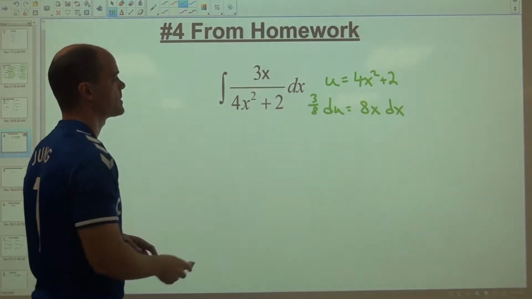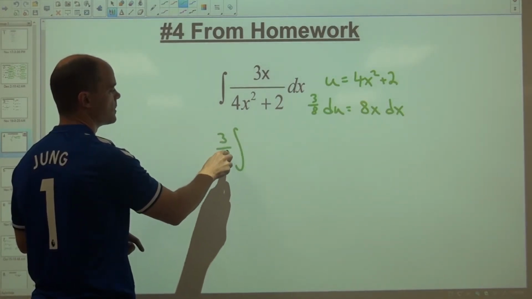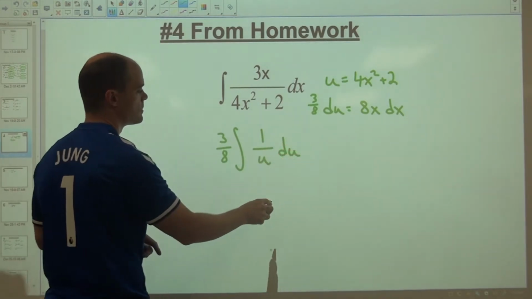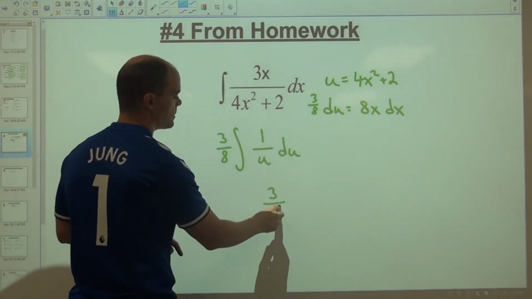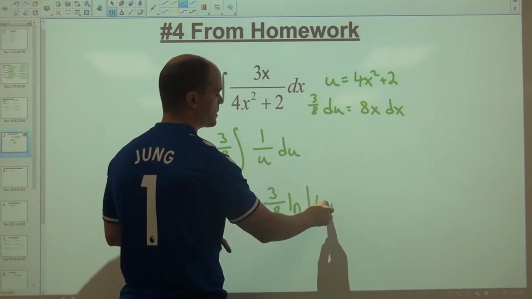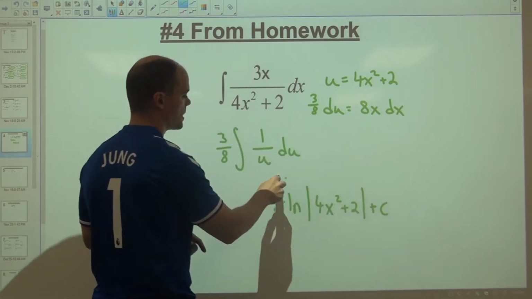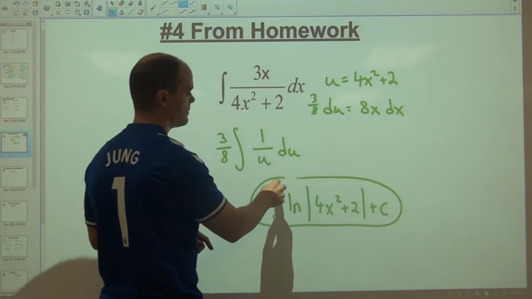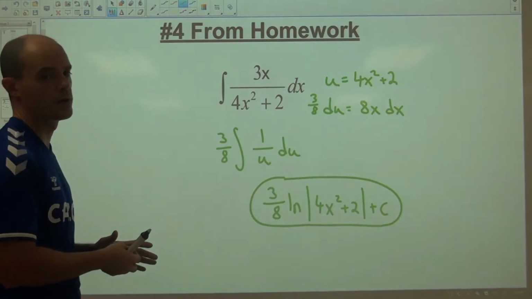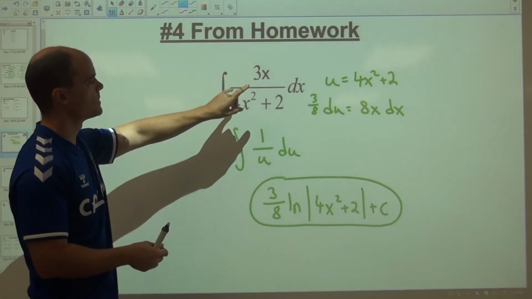I'm going to skip the next step and jump right to the substitution. So we've got 3/8 in front, and we'll have 1 over u du. So we end up with 3/8 ln of u, which is 4x squared plus 2. And now you can see I'm already skipping some steps and kind of jumping right to the end of my antiderivative. And I went through that very quickly because you guys already finished this problem on your homework and you already have the answer to it. So you already knew this was the solution. But I'm bringing this up for a point of emphasis.